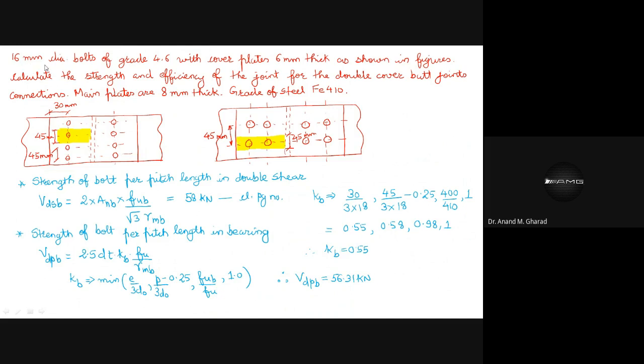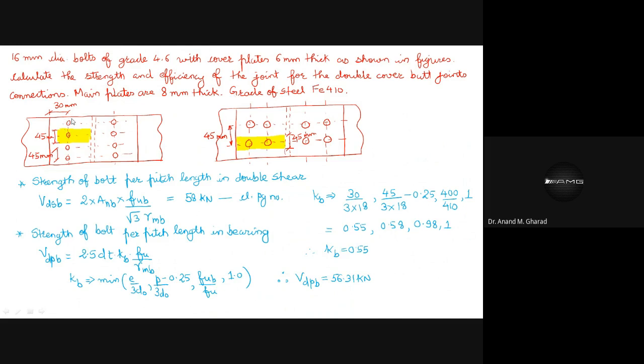It says that 16 mm diameter bolts of grade 4.6 with cover plate 6 mm thick, as shown in the figures, calculate the strength and efficiency of the joint for the double cover butt joint connections. The main plates are 8 mm thick, grade of steel given as 410. So this is not a design numerical. Over here, we don't have to calculate the number of bolts or the dimension of the plate. We are just supposed to identify the efficiency of the joint. The thing which I was discussing, isn't it?